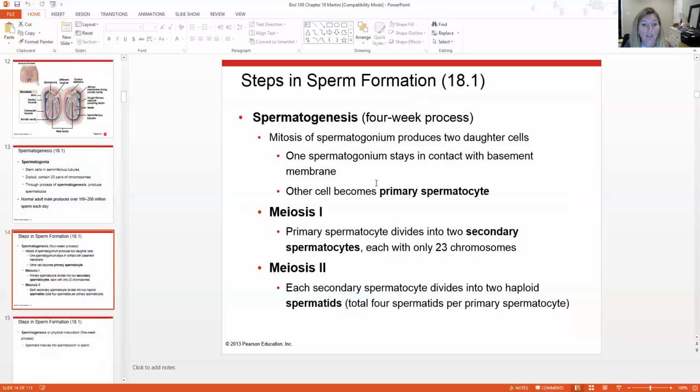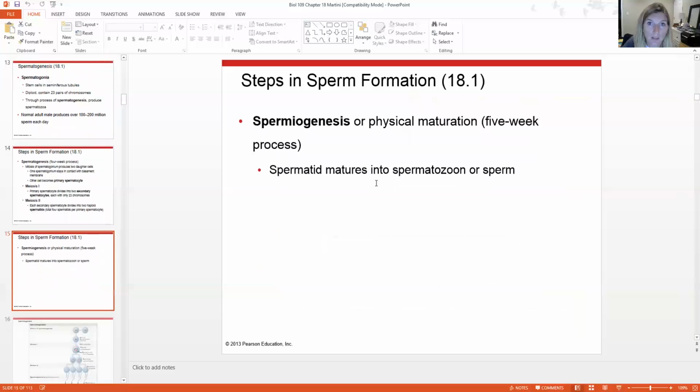Meiosis 2 is when the second spermatocyte divides into 2 haploid spermatids. And so there are 2 divisions that take place. Ultimately, 4 spermatids are produced per primary spermatocyte.